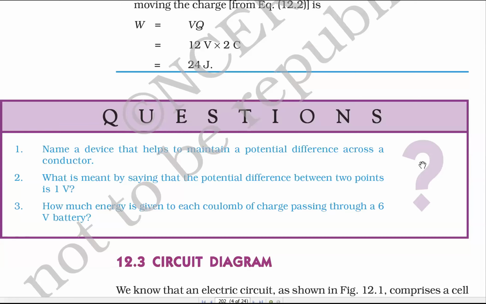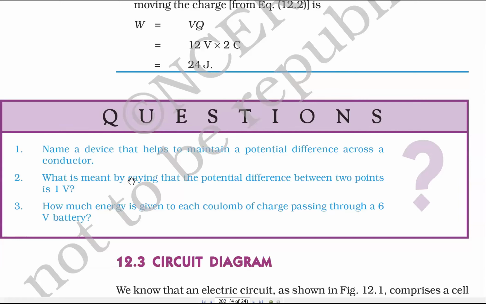Yes, battery. Correct. So a battery is a device which generates potential difference in a circuit, and because of that only current flows. Then voltmeter is an instrument used to measure potential difference.